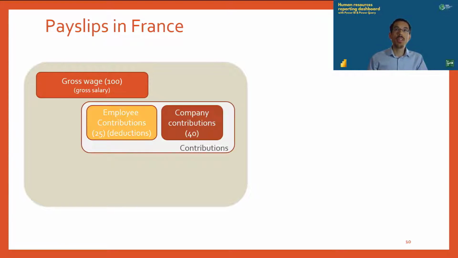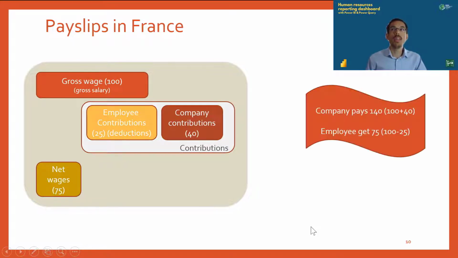When computing these figures, the net wages that the employee gets at the end is equal to the difference between the gross wage and the employee contribution. So 100 minus 25 equals 75. And the cost for the company is equal to the sum of the gross wage plus the company contributions. That's 100 plus 40 equals 140.